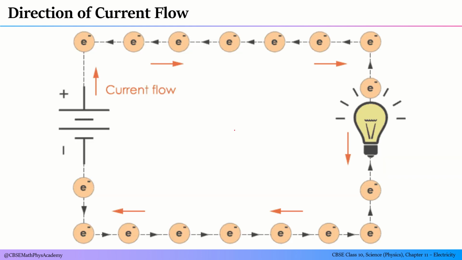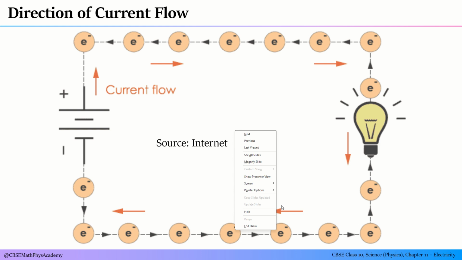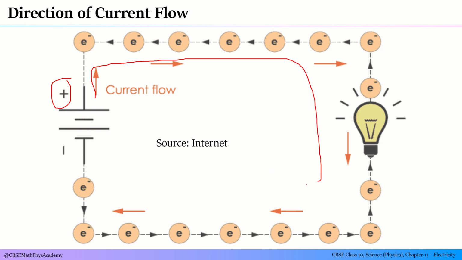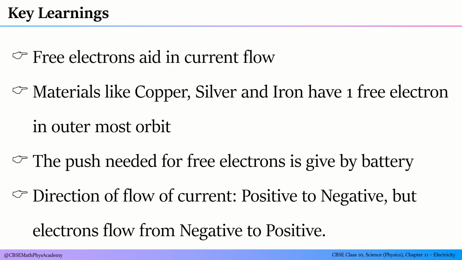This is a representation. This is the positive terminal of the battery. You can see the direction of current flow. It goes like this. But you can see the electrons are moving in the opposite direction. Electrons are moving from the negative terminal to the positive terminal. You can see this arrow mark. Electrons are moving opposite to the direction of flow of current.